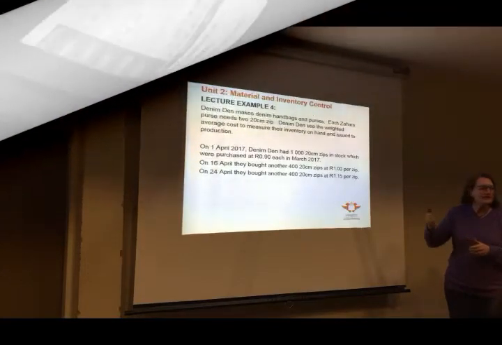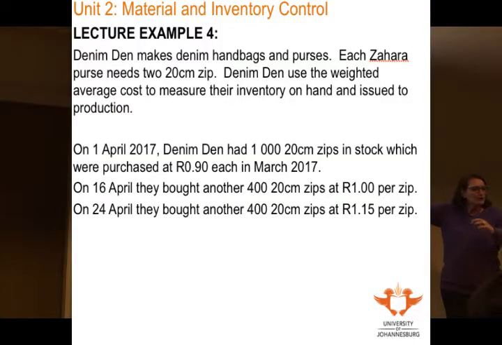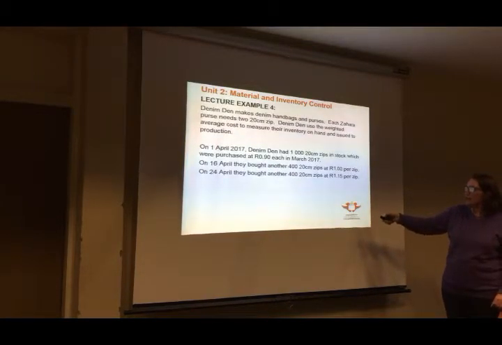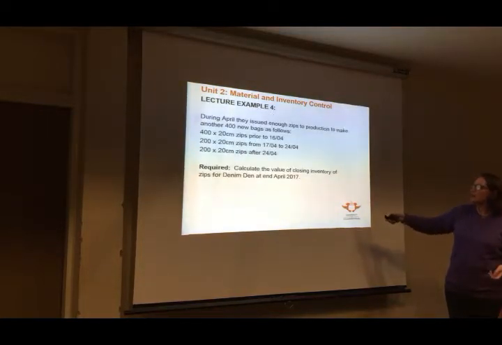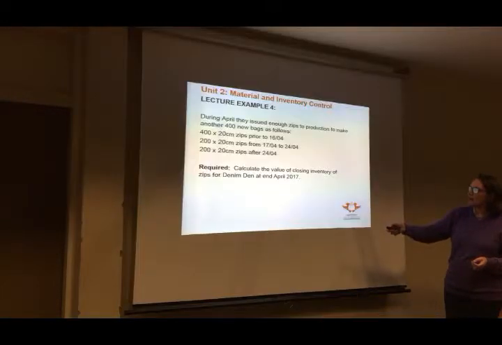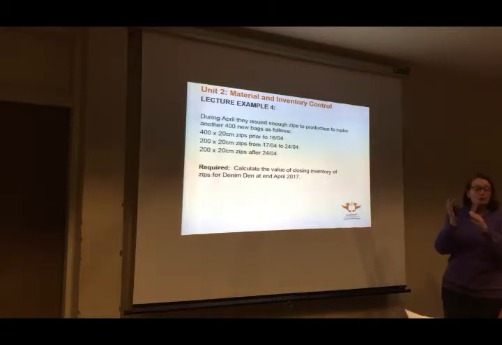Fantastic. Okay, so can you see here that you're also given the information separately? Here you had 1,000 zips, you bought another 400, you bought another 400. You're given the dates, okay? So when you buy each of these, your weighted average is going to change. But you also issued them to production like this. So we're using 2 zips per bag. So 400 first, and then 200, and then 200. So you must put it in date sequence, right?